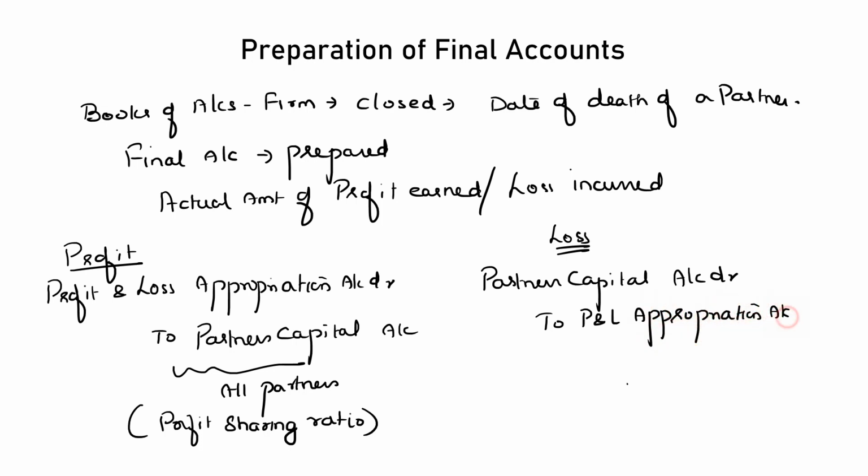So in this way, in the profit sharing ratio, the actual loss which has been calculated would be distributed. So this is a journal entry that you would be passing when the firm decides to prepare its final accounts as on the date of death of a partner. And the exact amount gets distributed amongst all the partners by crediting or debiting the capital account respectively for profit or loss in the profit sharing ratio. I hope that is clear.